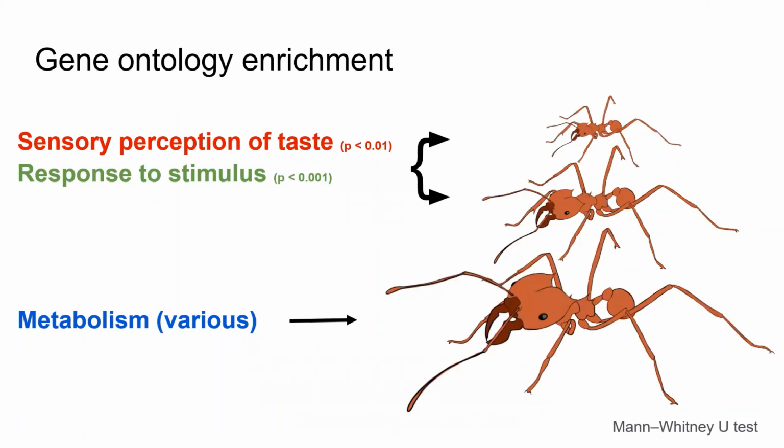To explore the functions of genes in our overall data set, I performed gene set enrichment analysis to look for overrepresented gene ontology terms, which reflect gene function. And I saw that numerous metabolic process GO terms were overrepresented, but were mostly enriched in genes upregulated in majors. And several sensory-related terms were more highly enriched in genes upregulated in either minims or medias.